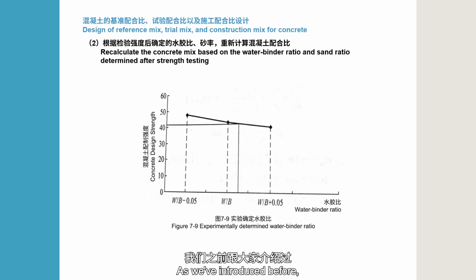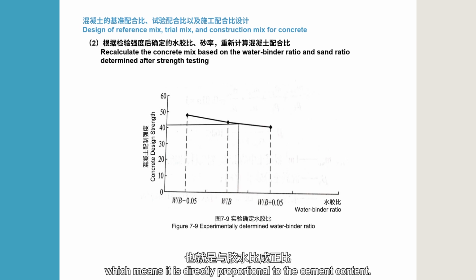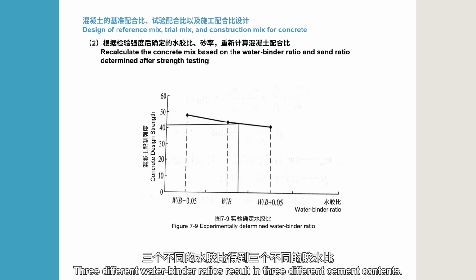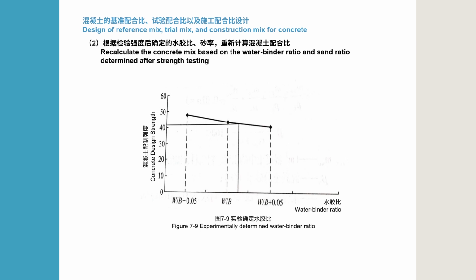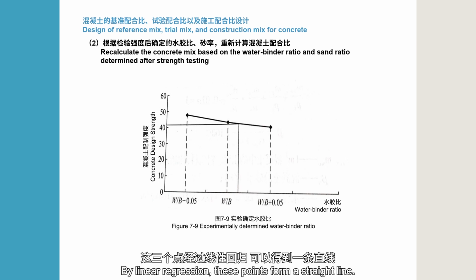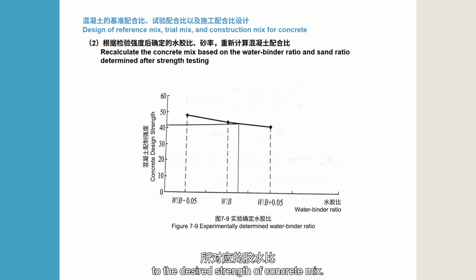As we've introduced before, the strength of concrete is inversely proportional to the water binder ratio, which means it is directly proportional to the cement content. 3 different water binder ratios result in 3 different cement contents. These 3 cement contents correspond to 3 points. By linear regression, these points form a straight line. On this graph, we can directly refer to the cement content corresponding to the desired strength of concrete mix.